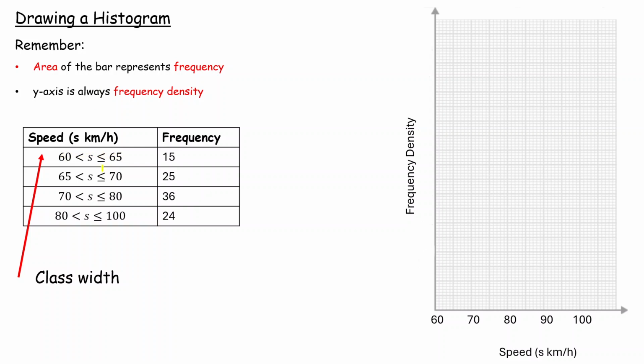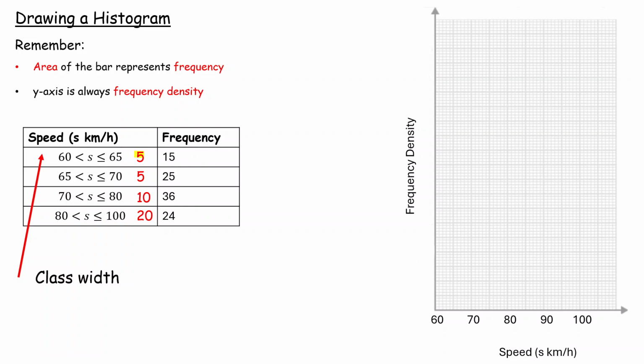intervals here, because we want to go and plot those onto our speed part of the graph down here. So the width of the first one, the difference between 60 and 65, is 5, 65 and 70 is also 5, 70 and 80, we've got a different width of 10, and 80 to 100, we've got a width of 20.